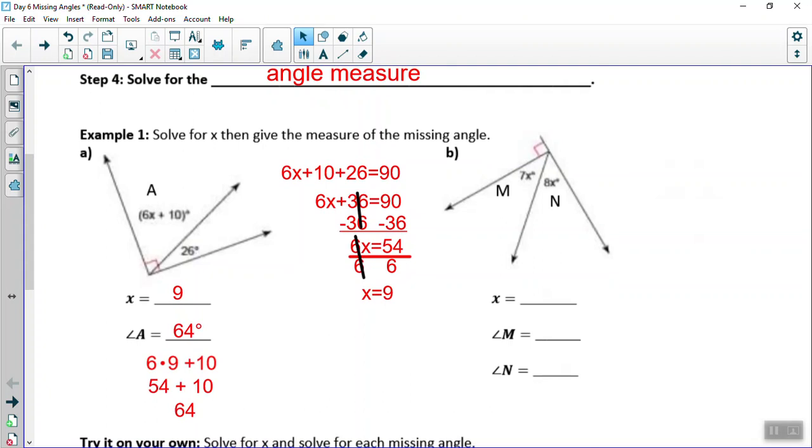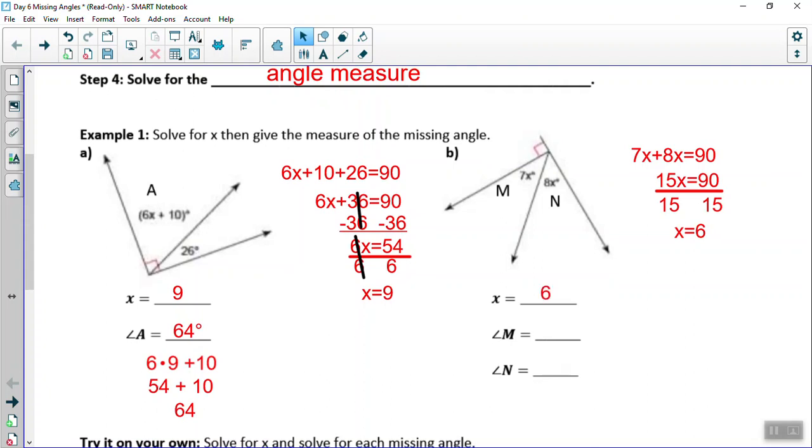So I'm going to add my 7x and my 8x because adjacent means add, and this time they're going to add up to 90 degrees. I'm going to combine my like terms. I'm going to divide both sides by 15, and then I'm going to find that x has a value of 6.